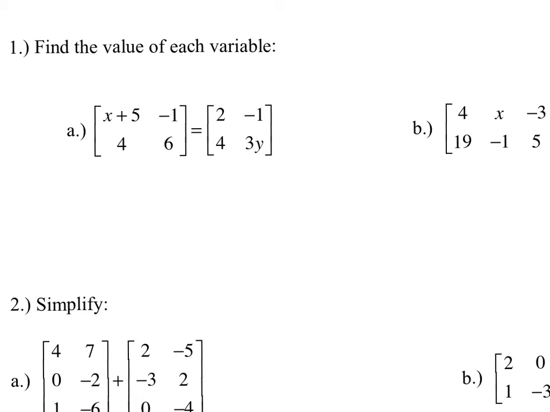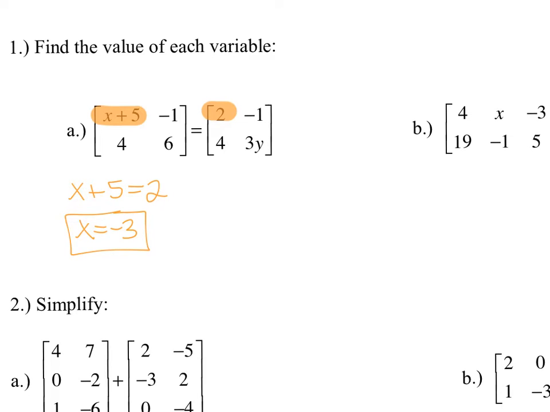In this first example, it says find the value of each variable. So what I'm going to do is highlight, here I have a 2 by 2 on the left. This matrix is 2 by 2, and this matrix is a 2 by 2, so they are in fact equal only if their corresponding entries are equal. So for example, I have an x plus 5, that has to equal 2. So that's how we're going to find out what x equals. I'm going to say x plus 5 equals 2, and then I'll subtract 5, so we get x equals -3. So that would be the answer for x.